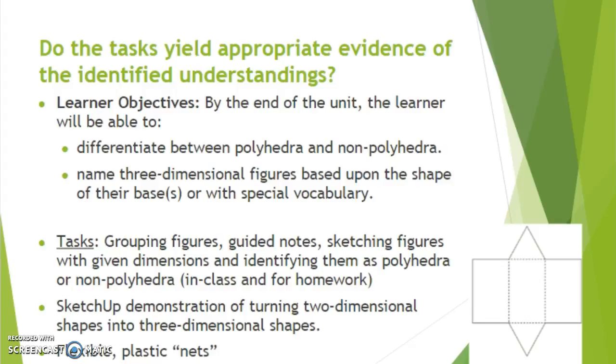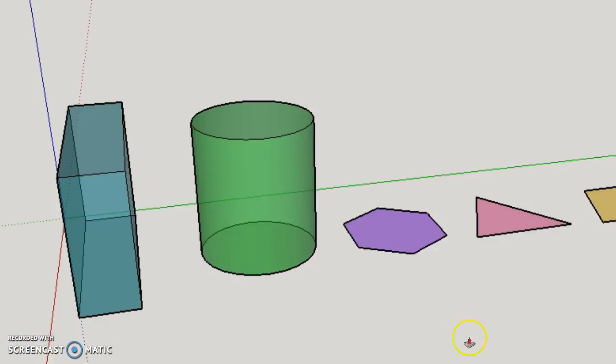And I also did guided notes for this, led them through those formal definitions. We sketched figures with given dimensions and then identified them as polyhedra and non-polyhedra, and this was done both in class and for homework. I was also able to use a new software that I found called SketchUp to demonstrate turning two-dimensional shapes into three-dimensional shapes, and I will actually show you an example of that.